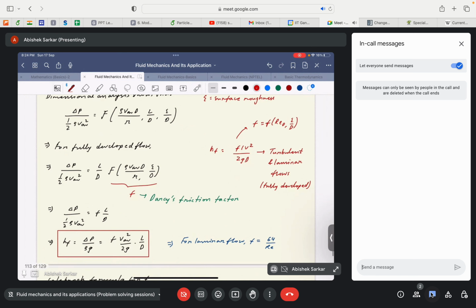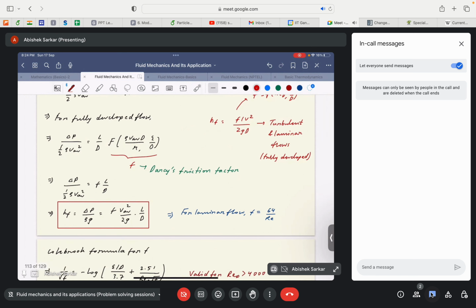If we play with this equation, we can represent hf is equal to f V average square by 2g into L by D, which is exactly the same result that we got while discussing laminar flow through pipes. The expression remains the same and the applicability also remains the same, but the differences arise in the manner in which the value of f is determined. This is a bit tricky in the case of turbulent flows. In the case of laminar flows, it's very simple.